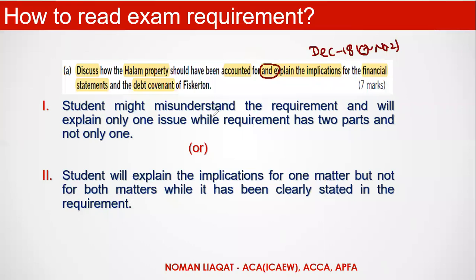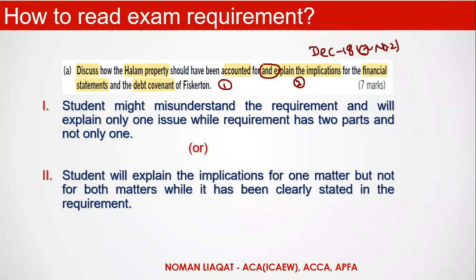So whenever you have been given the word "and", it means your requirement has been broken down into 2 parts. One is before "and" and second is after "and". So it means we have to break down our answer in 2 areas. One is before "and" and second is after "and". So let's read it again and read it very carefully.